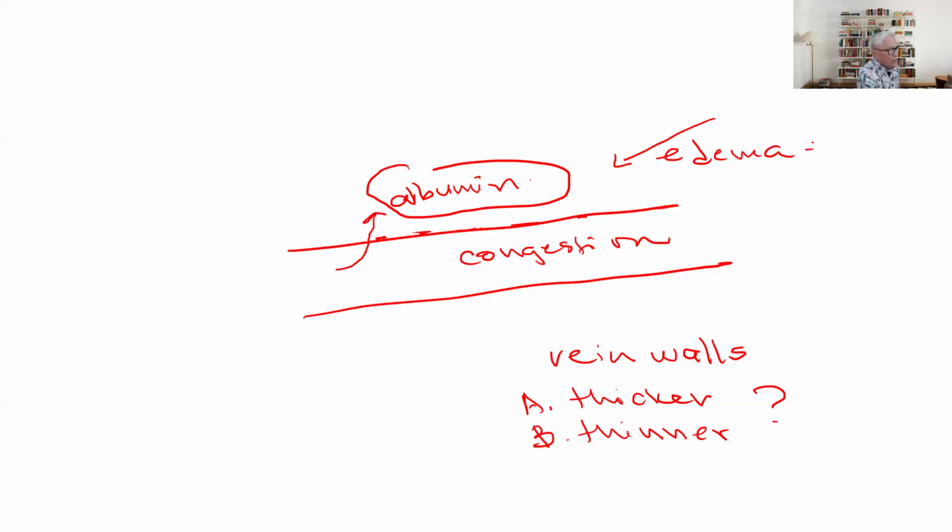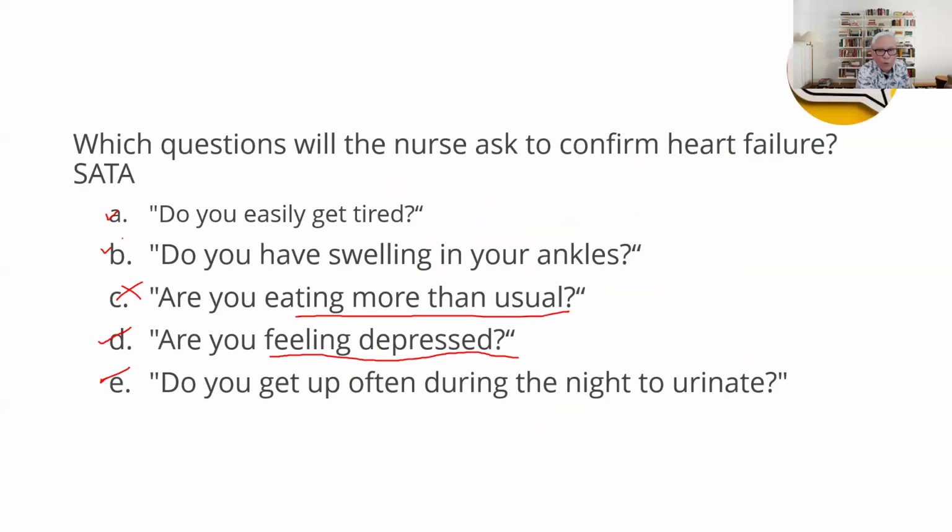Okay. Now, during the night, when the heart's demands are decreased, this albumin starts going back into circulation. And therefore, water accompanies it. And now you're going to have greater renal perfusion, which causes the person to urinate during the night. So that is the reason why nocturia is going to be a symptom of heart failure. Okay?